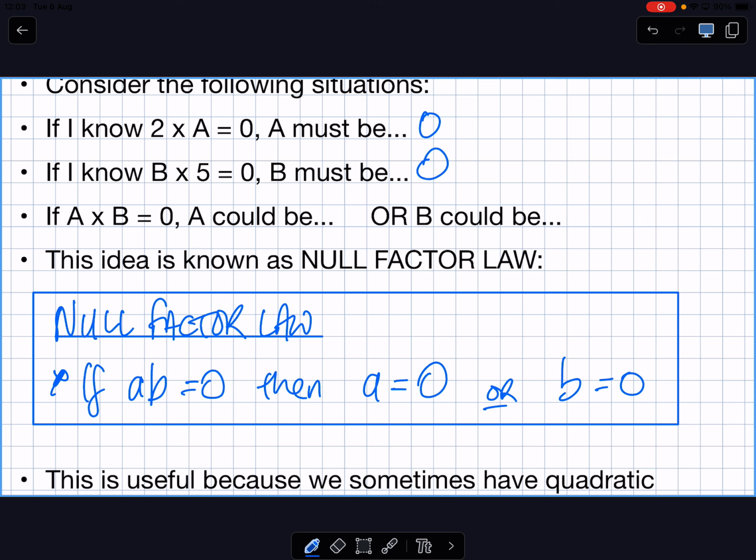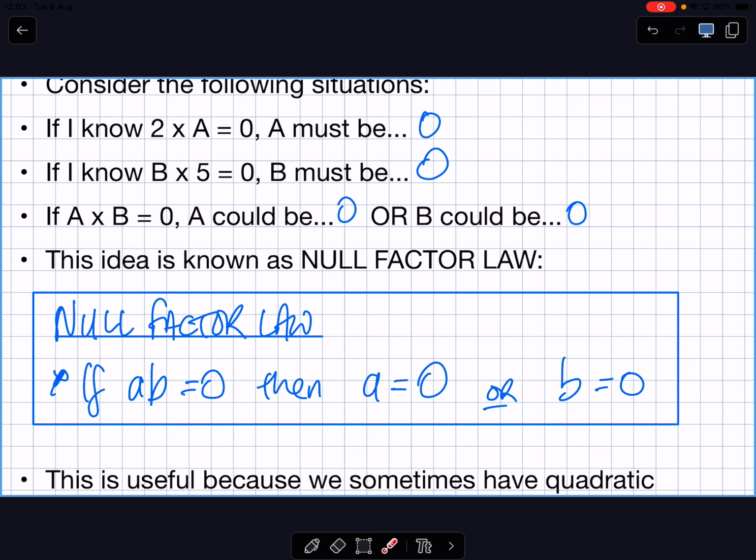But if a times b equals 0, do you agree that either of them could be 0? We don't know for sure, right? They could both be 0. We don't know, but a could be 0 or b could be 0. So this idea that we just went through with these examples is known as Null Factor Law.